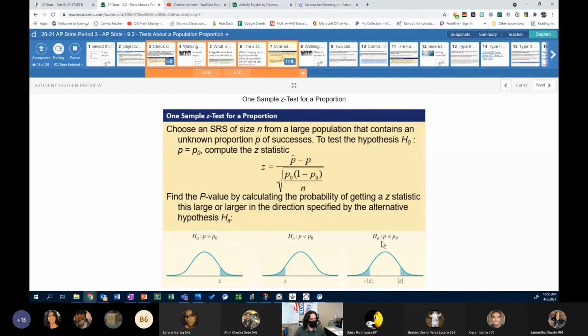Then we have here at the bottom, if our alternative is that p is greater than the null hypothesis, we're looking for the proportion under the curve greater than z. If we're less than, we're looking for the proportion less than z. If we're just not equal to, we use symmetry and find the proportion either greater than the positive value of z or less than the negative value of z and double it. We have symmetry in this.